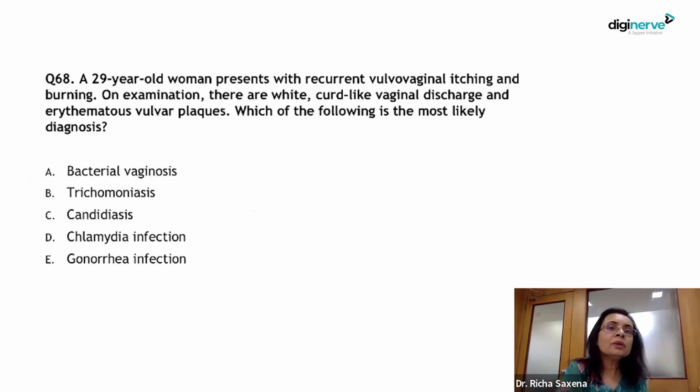A 29-year-old woman presents with recurrent vulvovaginal itching and burning. On examination, white curd-like vaginal discharge and erythematous vulval plaques. Which of the following is the most likely diagnosis? Again, I need not tell you this, and all of you know the answer to this. This is obviously candidiasis.